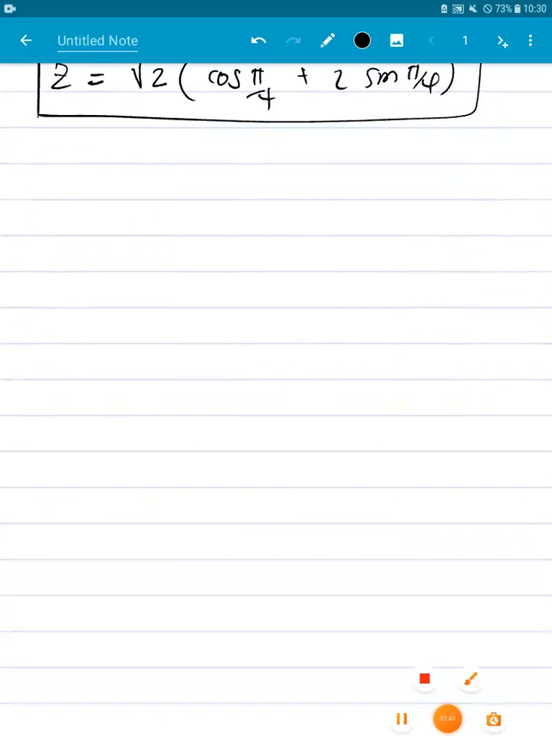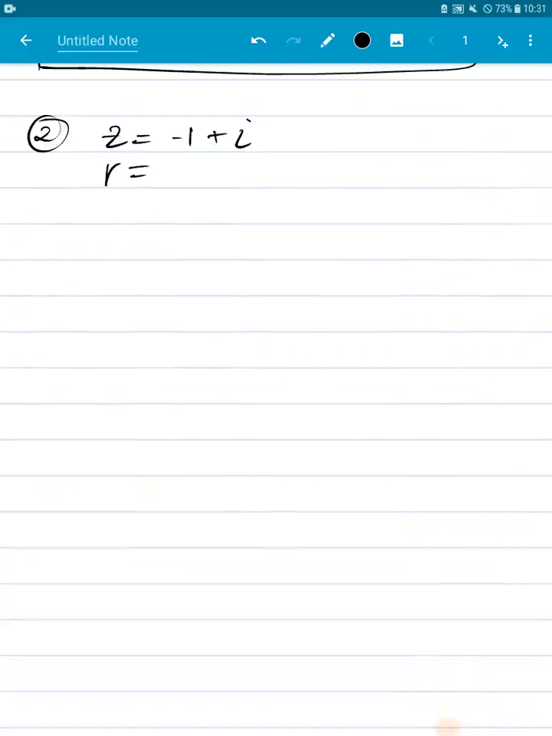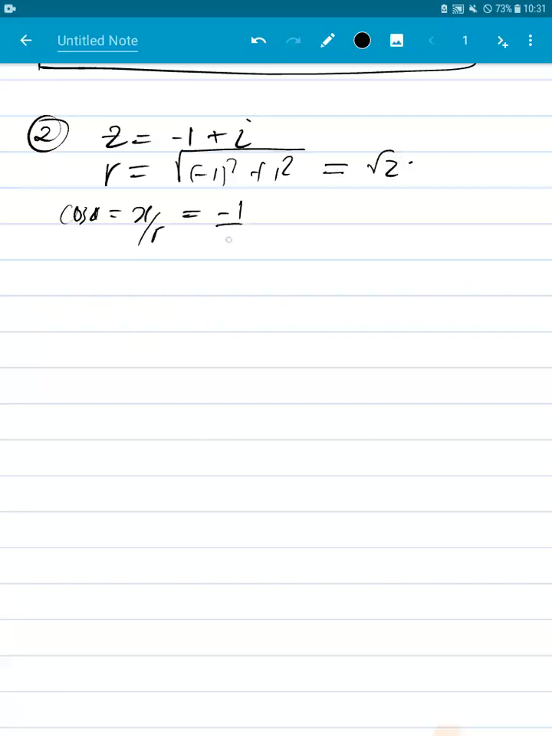Example 2. So for this one, let's find the r. r is the root of negative 1 squared plus 1 squared, which is just equal to root of 2. Now let's find the angle. Cos theta is equal to x over r. x is negative 1, over root of 2. And sin theta is equal to y over r. y is just 1 over root of 2. I think we found something like this. Even if we didn't, this is just pi over 4.